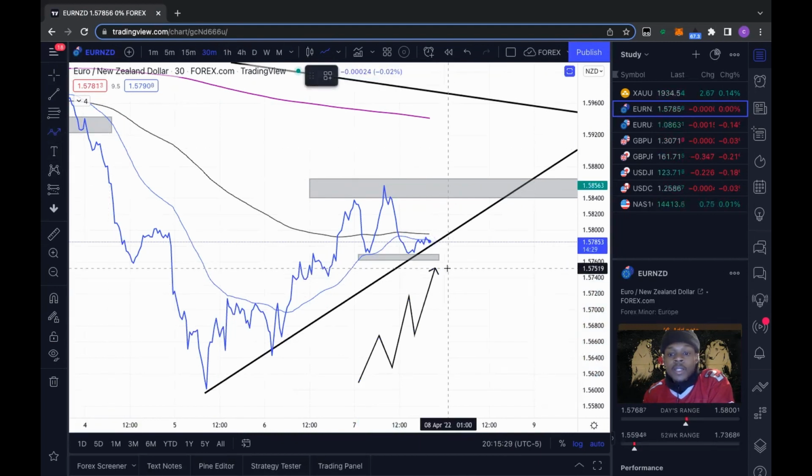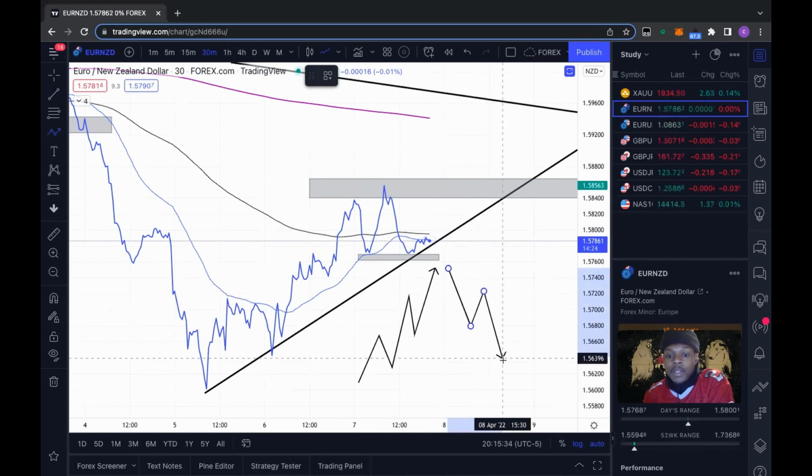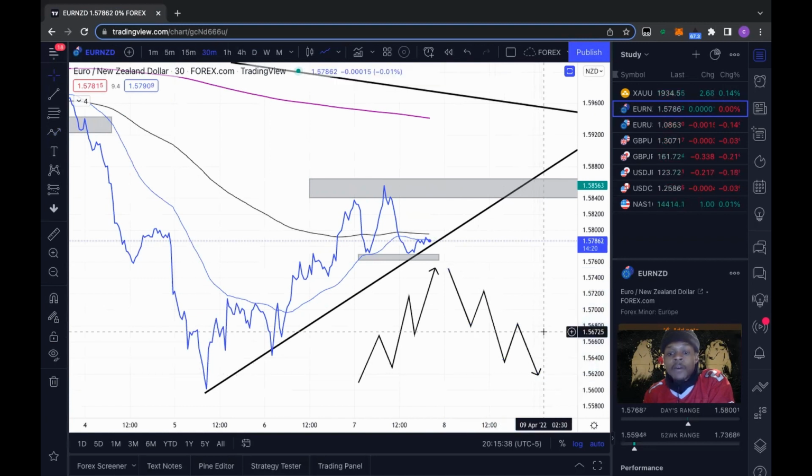If the market continues to create lower lows and lower highs, then the market will continue to move down. Just to sum it all up.